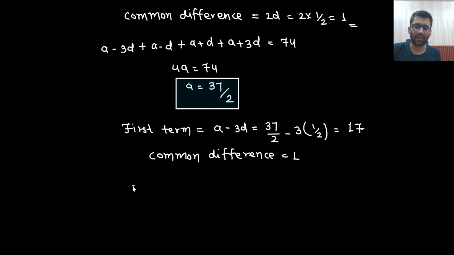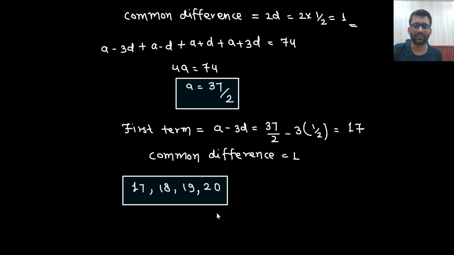So that means how will you break it? 17, 18, 19 and 20. So this is how it is broken. So this is the answer. Okay. So this is how you solve problems like this.